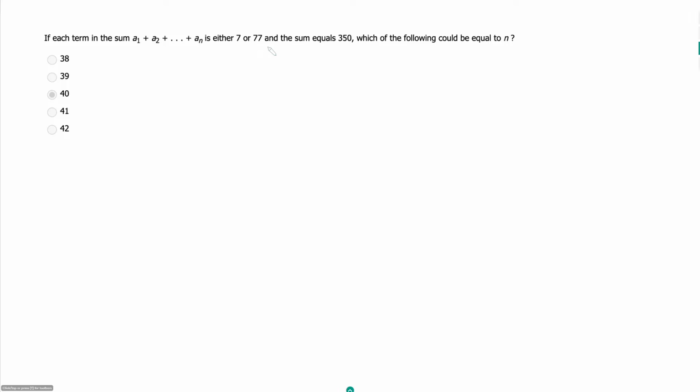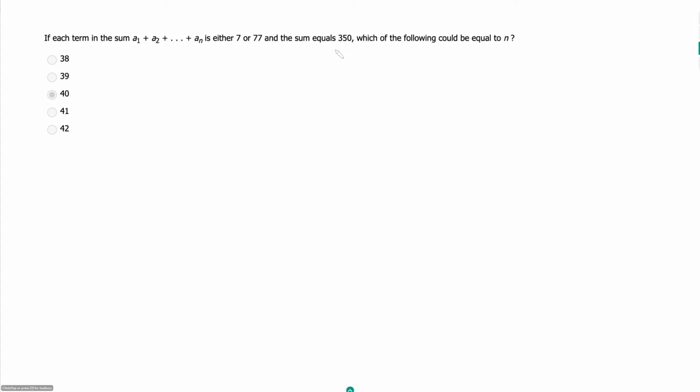Don't make any assumptions about the number of 7s or the number of 77s that you have to have in your sequence. You can have all 77s, you can have all 7s. They really don't tell you anything. And so if you are trying to translate this information into an algebraic equation of some sort, only put in what you know for sure.